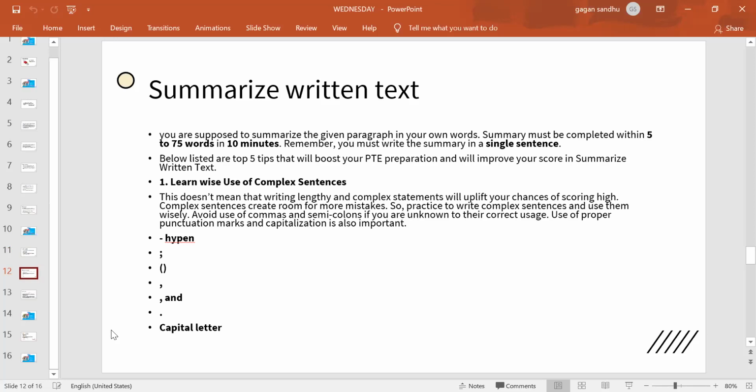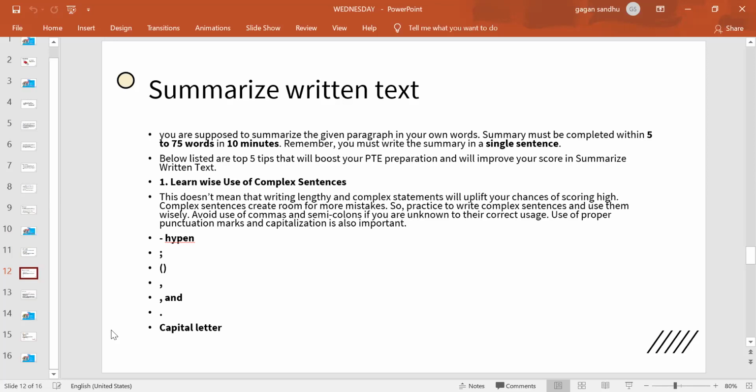And the most important thing is that you are going to write this summary of 5 to 75 words in a single sentence. That means when you are beginning a sentence, you are adding all the main key ideas in one sentence and finishing it off only once with the full stop. You cannot have two or three single sentences to make the summary, and you won't be able to write a compound sentence either.